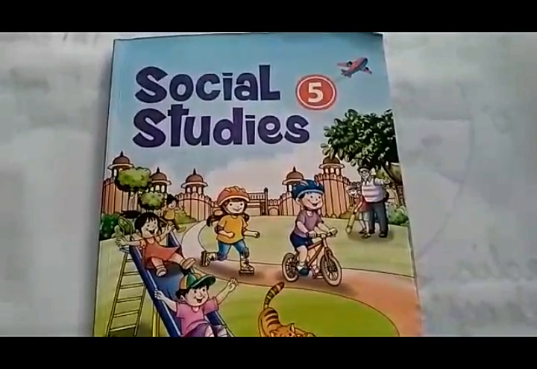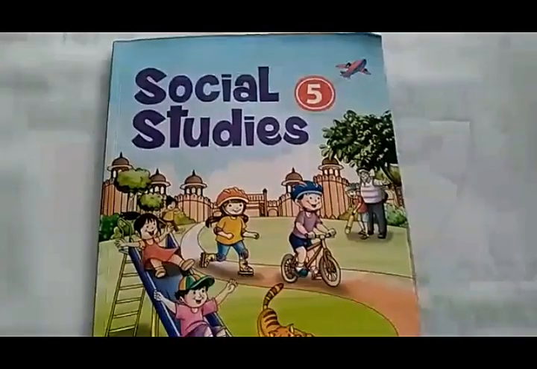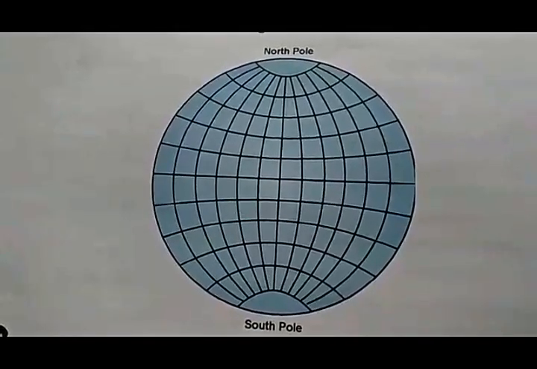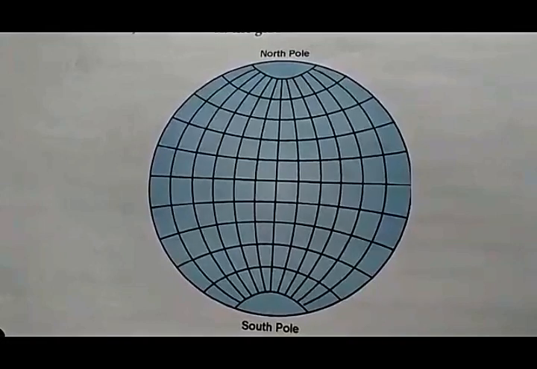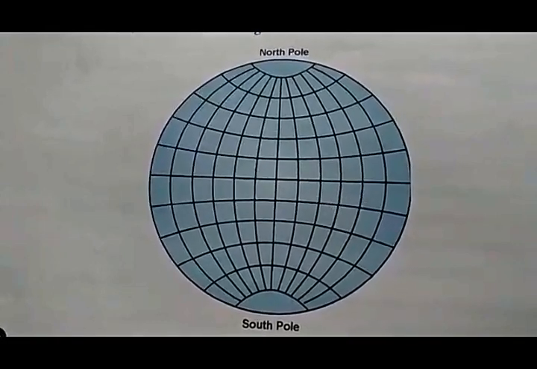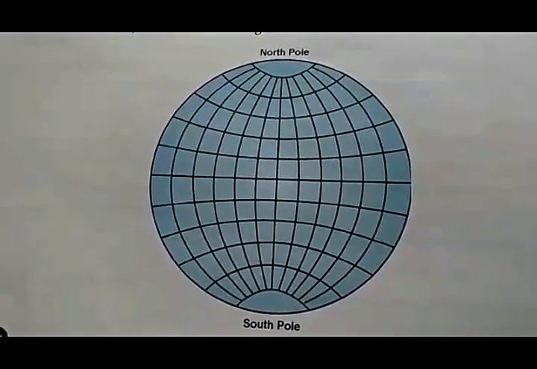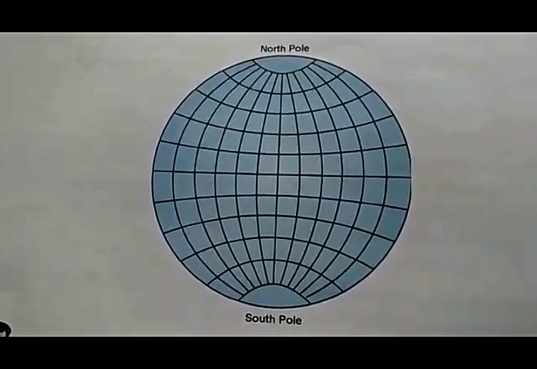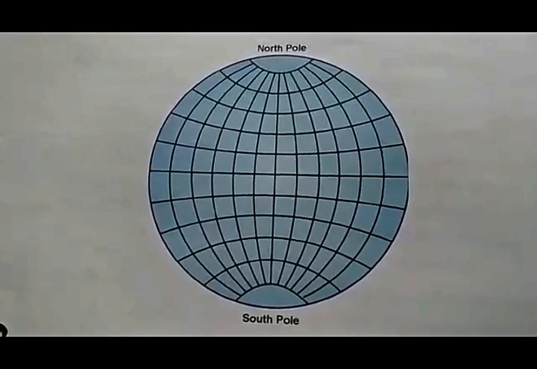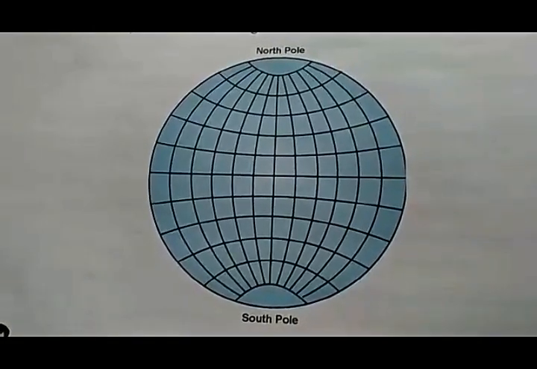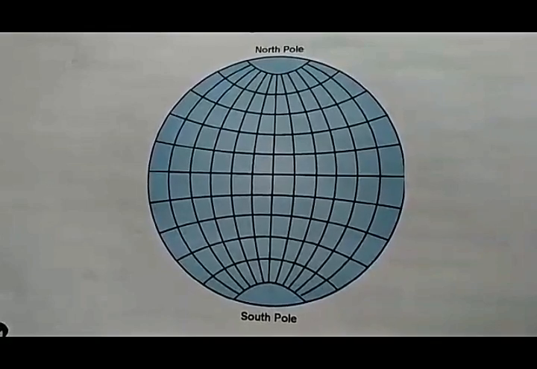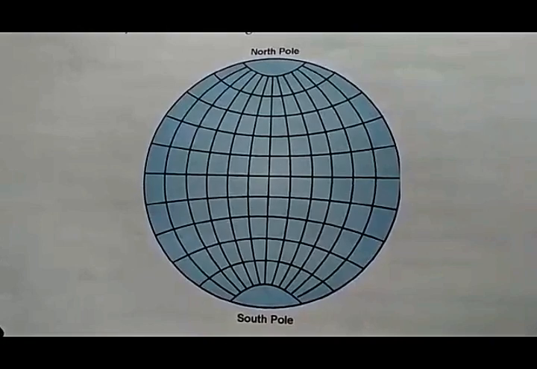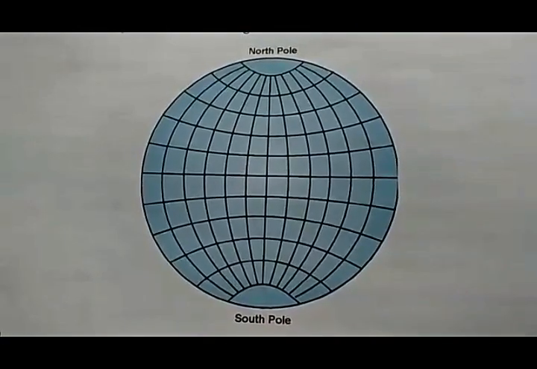Today we are going to study the class 5 topic, the imaginary lines. Can you see these lines in this diagram? These lines are called the imaginary lines. They are called so because these lines are not real but are drawn artificially on the globe to study the earth properly.